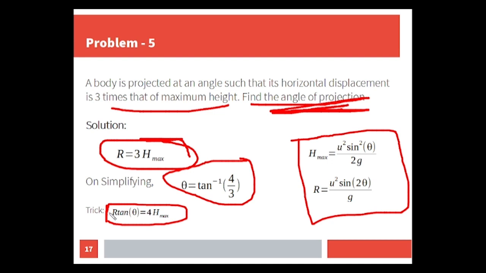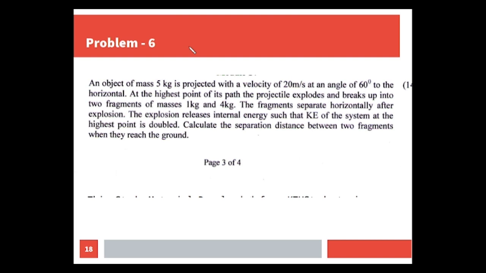So let's discuss another problem. A block of mass 5 kg is projected with a velocity of 20 meters per second at an angle of 50 degrees to the horizontal. At the highest point the projectile explodes and breaks into two fragments of mass 4 kg and 1 kg. The fragments separate horizontally after the explosion. The explosion is such that the kinetic energy of the system at the highest point is doubled. Calculate the separation between the two fragments when they reach the ground. Obviously, it is a big question, so I want you to pause this video and think about it. Just draw a simple diagram.